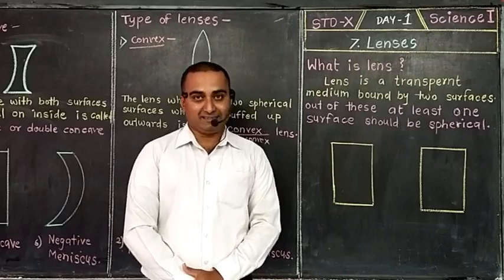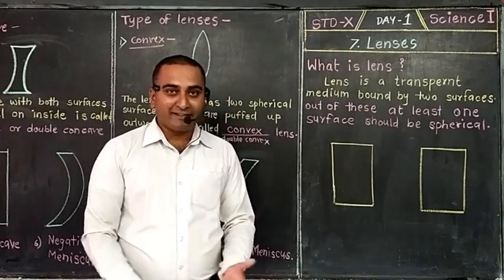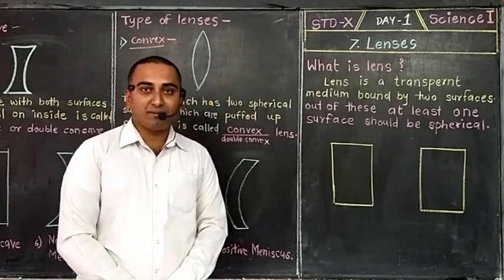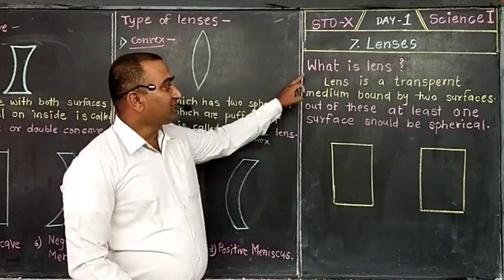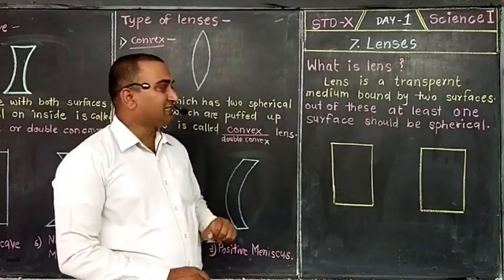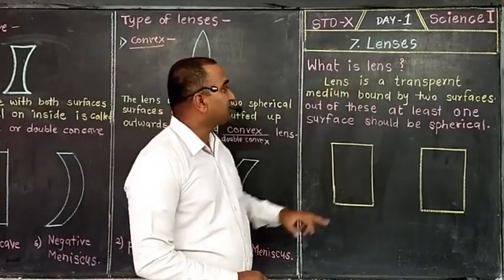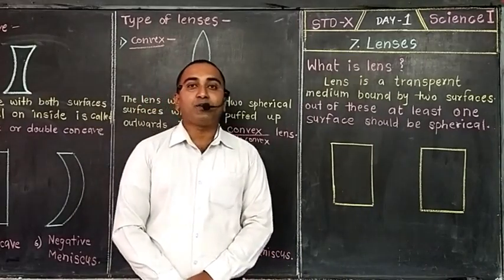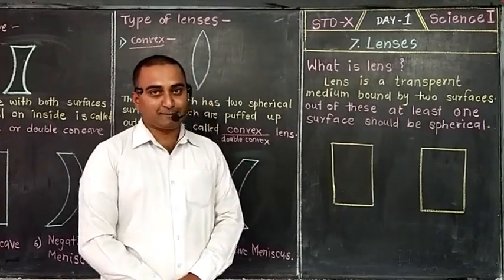What is a lens? That is, define a lens. What is meant by lens? Many questions will be like this one. In our textbook, they have discussed it like this: a lens is a transparent medium bounded by two surfaces.